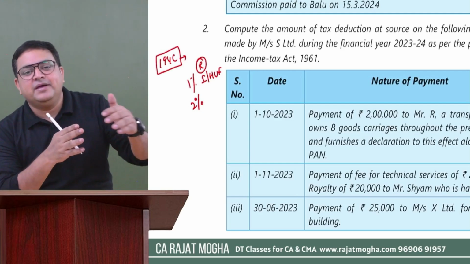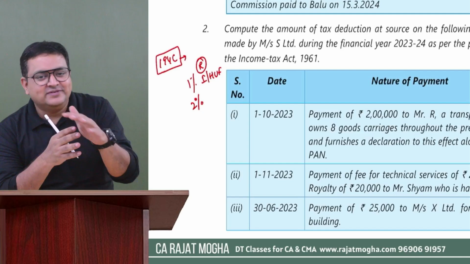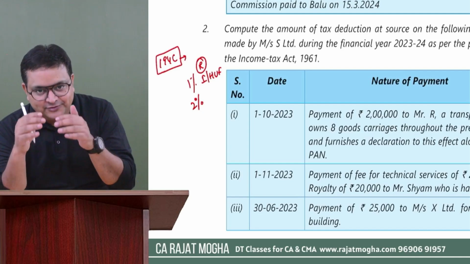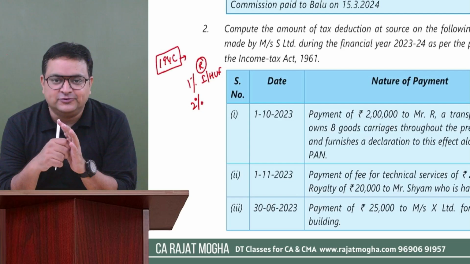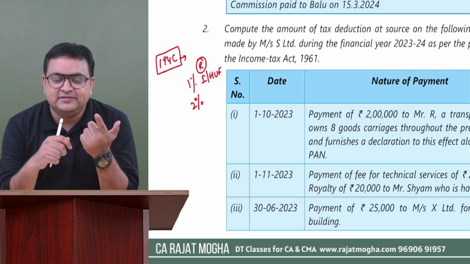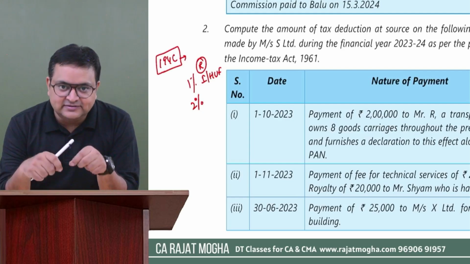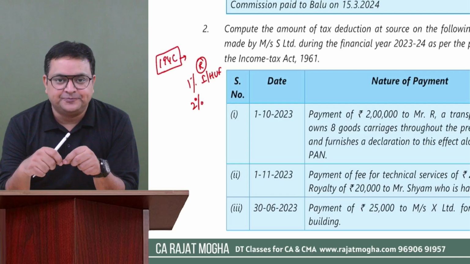Generally, we cannot make a payment of more than 10,000 rupees in cash. But for these goods transporters, we can make it up to 35,000 also, right? So one benefit is there. Second benefit is under section 194C.